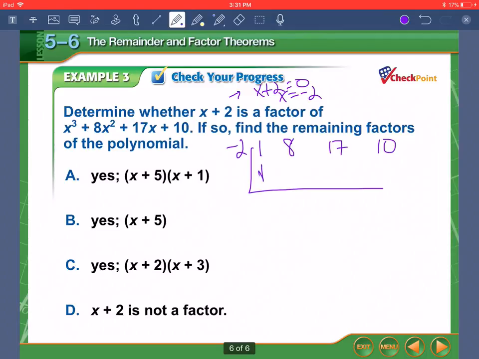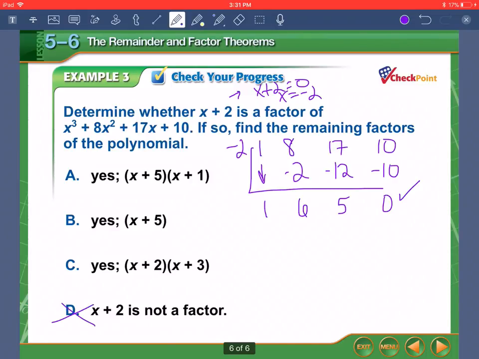I'll bring my first term straight down, and then multiply negative 2 times 1 is negative 2. Then I'm going to add 8 plus negative 2 is 6. Then we'll multiply negative 2 times 6 is negative 12, and then we'll add 17 plus negative 12 is 5. We'll multiply negative 2 times 5 is negative 10, and then we add 10 plus negative 10 is 0. So I have a remainder of 0, which is what I want. So x plus 2 is a factor. So I can get rid of answer choice D.